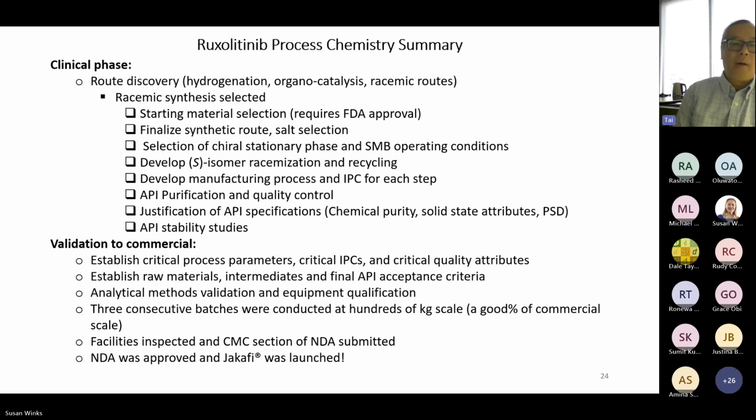So all these data will be compiled, analyzed, interpreted, and go into the CMC section of the NDA and be submitted to the FDA. The authority inspected the facility, reviewed our document, and the last bullet point, of course, it was another very good day. The NDA was accepted and approved, and Jakafi became a drug. And actually, the day after the approval, it was launched in the market. Next, please.